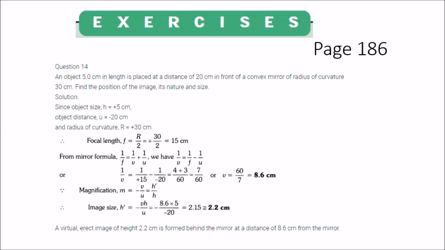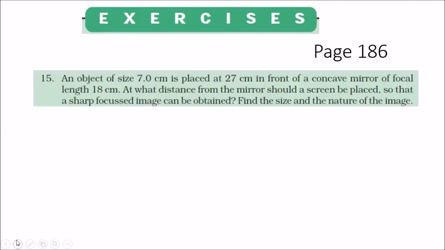Let's go to the next question, which is the last question on the spherical mirror, again on page 186, question number 15. So till now we were solving questions which were talking about convex mirror, and now we'll go ahead for the question which is on concave mirror. So it says object of size. Now whenever you see object of length, object of size, it means the height of the object is given.